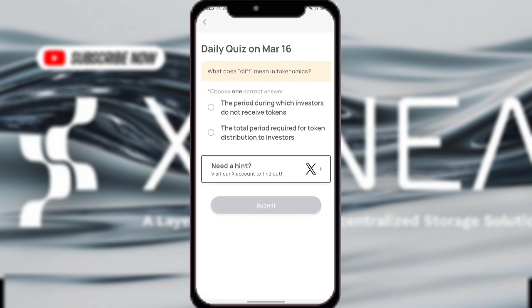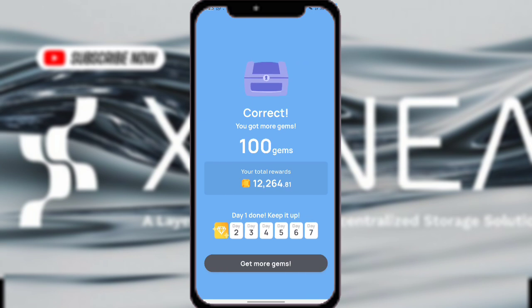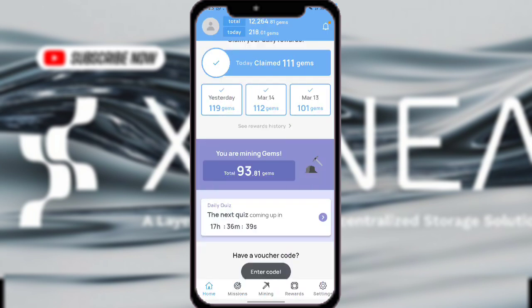The daily quiz for today is: what does clip mean in tokens? The meaning of clip in tokens is a period during which investors do not receive tokens with shares. Okay, so let's click on submit. Congratulations to us, we have successfully clicked on the correct answer.